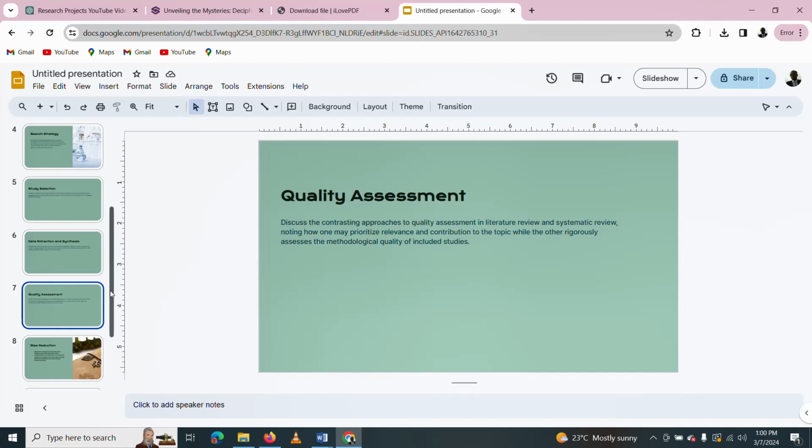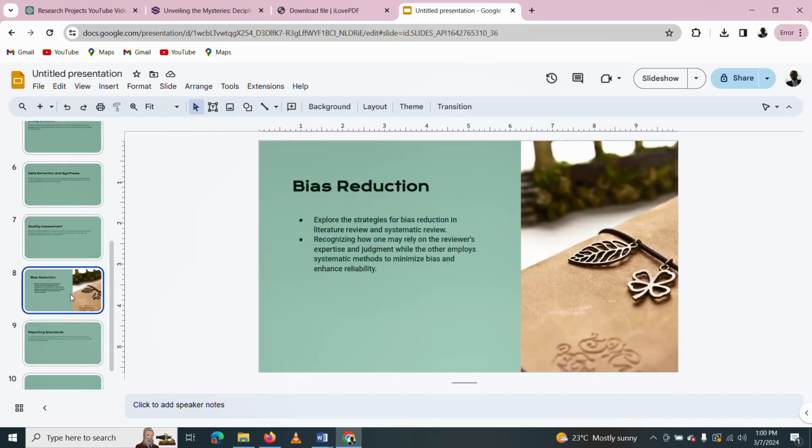Our number 7 is on the bias reduction. A literature review may rely on the reviewer's expertise and judgment to minimize bias, whereas a systematic review employs systematic methods such as comprehensive search strategies, transparent study selection criteria, and rigorous quality assessment to minimize bias and enhance reliability.